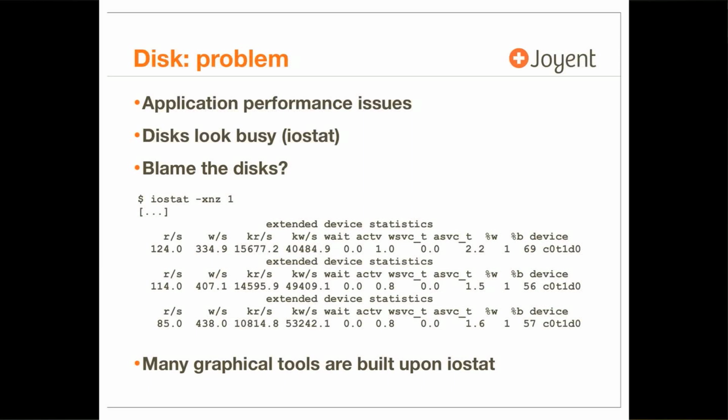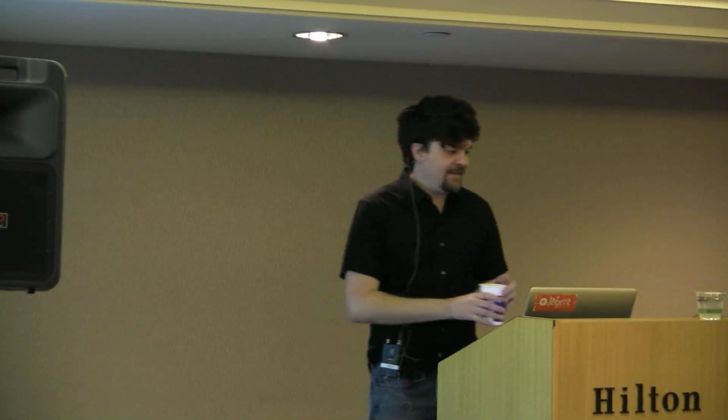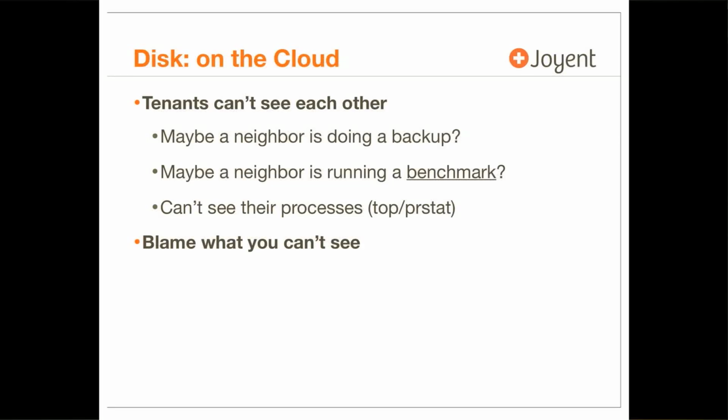A disk issue, just one. Application performance issues. Disks look busy, according to iostat, so we should blame the disks. In this example, I've just got 50, 60% busy. Many graphical tools out there are built upon iostat, so you may be using this form of data without really realizing it. Disk on the cloud, tenants can't see each other.